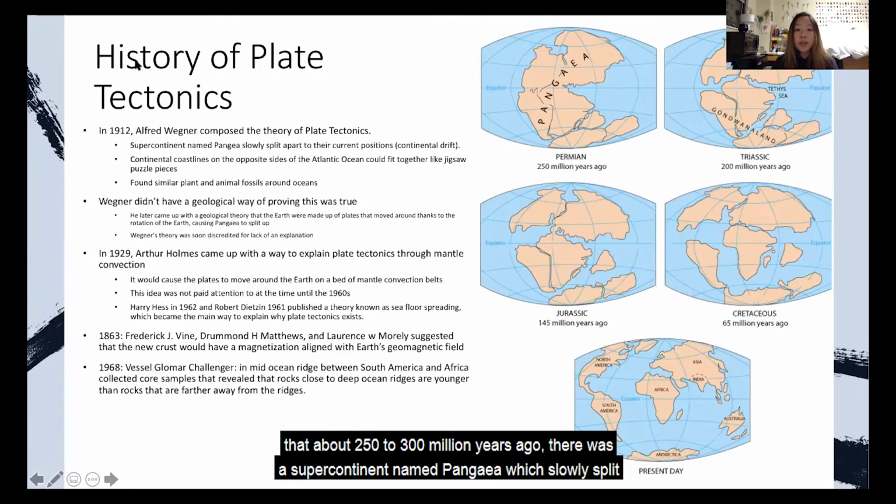Wegener believed that about 250 to 300 million years ago, there was a supercontinent named Pangaea, which slowly split apart to the current positions we see today. This is also known as the continental drift theory. He also suggested that the continental coastlines on the opposite sides of the Atlantic Ocean could fit together like jigsaw puzzle pieces, and found similar plant and animal fossils around the oceans.